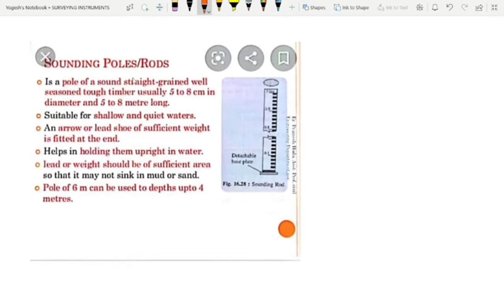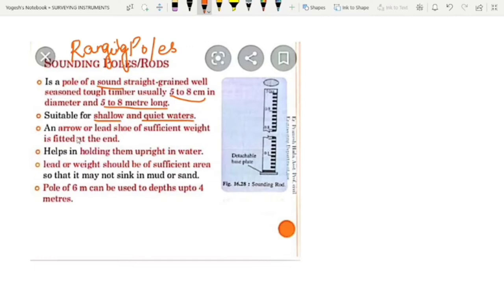Basically, there is not a very big difference between a sounding pole and a sounding rod. A sounding pole is a pole of sound, straight timber. Sound here means hard, straight grained, well seasoned, tough timber. Tough timber means hardwood. Hardwood generally 5 to 8 cm in diameter and 5 to 8 meter long is used. You can say these sounding poles are basically ranging poles, as we discussed in our ranging rods, or linear measurement chapter. These are used for shallow and quiet water.